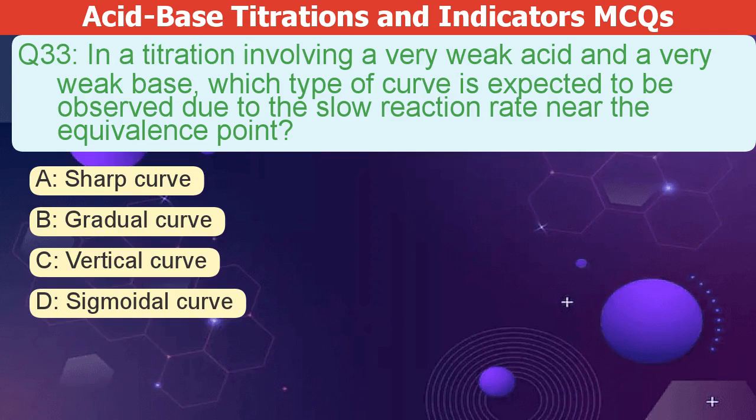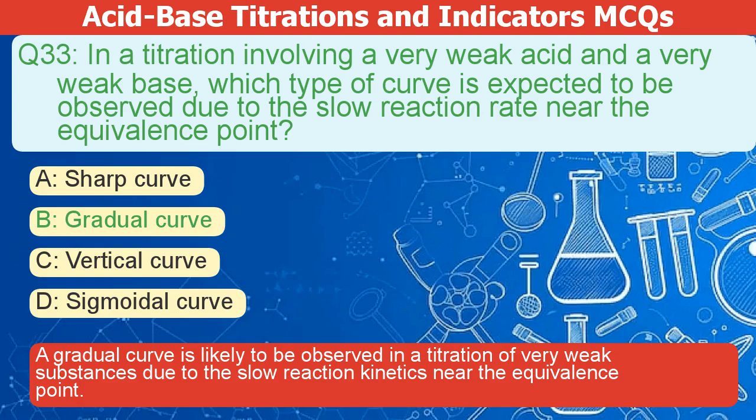In a titration involving a very weak acid and a very weak base, which type of curve is expected to be observed due to the slow reaction rate near the equivalence point? A. Sharp curve. B. Gradual curve. C. Vertical curve. D. Sigmoidal curve. The correct answer is B. A gradual curve is likely to be observed in a titration of very weak substances due to the slow reaction kinetics near the equivalence point.